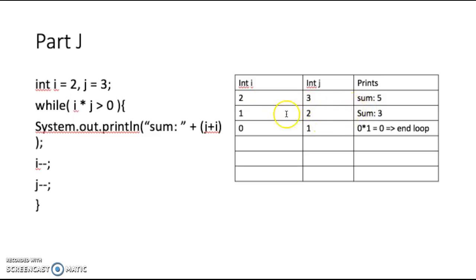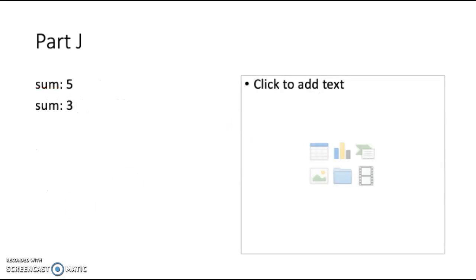And then we run both of those values through the while loop. And then once we decrement 1 by 1, we get 0. And 0 times 1 is not greater than 0. It's actually 0. So then we finish our loop, and here is our print statement.